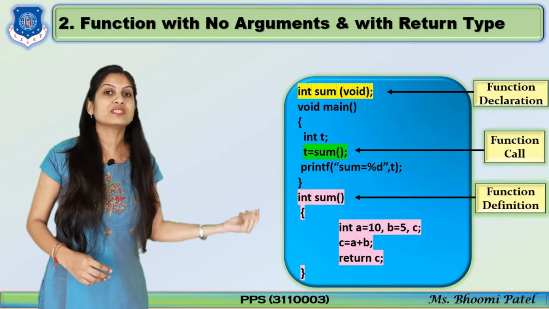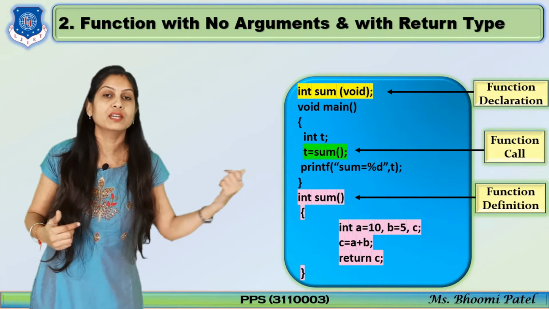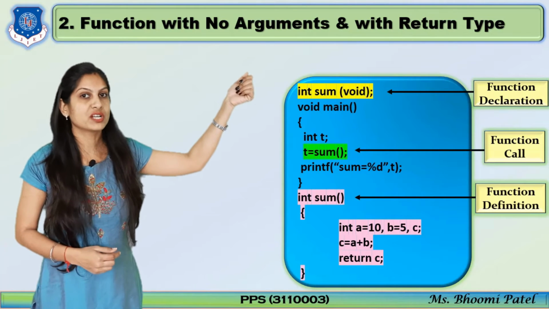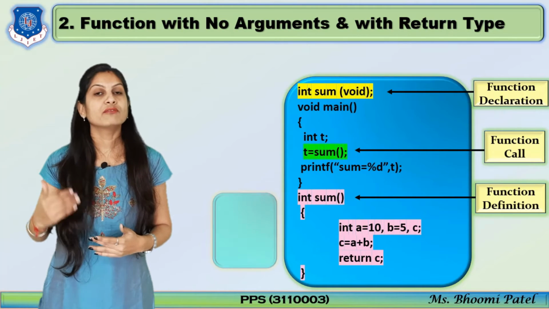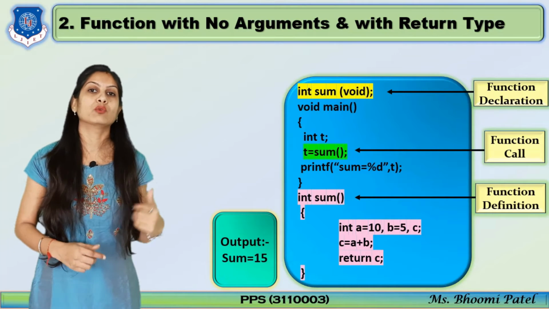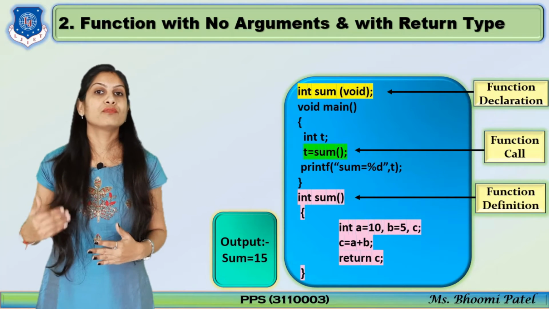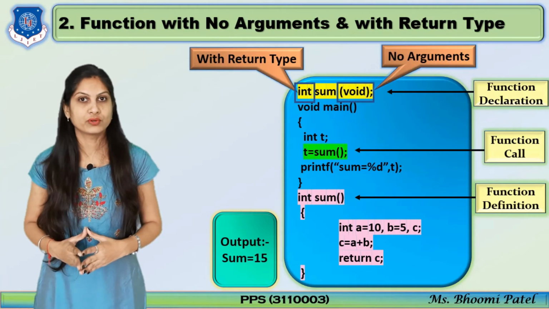So the value of C, that is 15, 10 plus 5, what happened? C equals 15 will be returned in a function call, and that value will be stored in a variable t, and then our final answer will be printed in our output, that is sum equals 15. So this is the flow using the second category, how we can write the program.